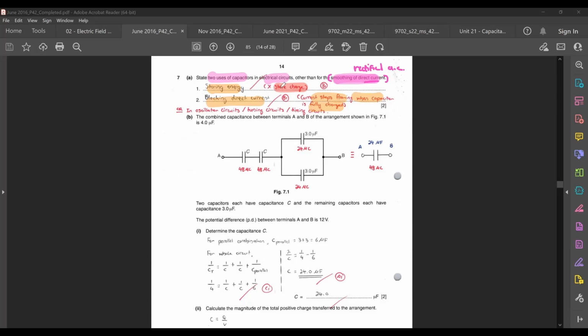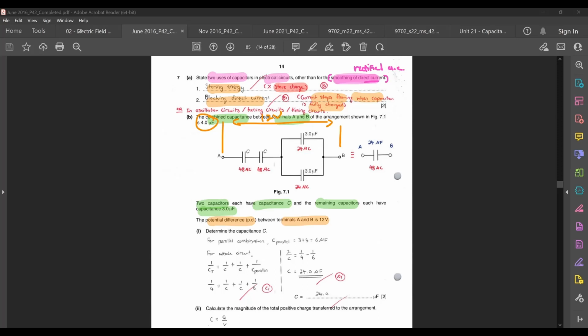Okay, for B, you have combined capacitances between terminals A and B of the arrangement shown in this figure. The two capacitors each have capacitance C, and the remaining capacitors each have a capacitance of 3 microfarad. The potential difference PD between terminals A and B is 12 volts, meaning from here to here is 12 volts. Determine the capacitance C here. One of the things they did tell you is that your combined capacitance is 4 microfarads.